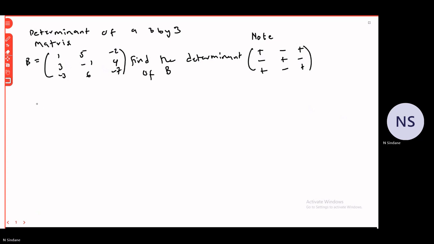So in this case, I'm going to select again my column 1. You can select your column 2, you can select your column 3, but I always like using the first column. So this will be equal to 1 into, okay, when I select this, this row is out and this column is out. I have minus 1, 4, 6, minus 7, right?